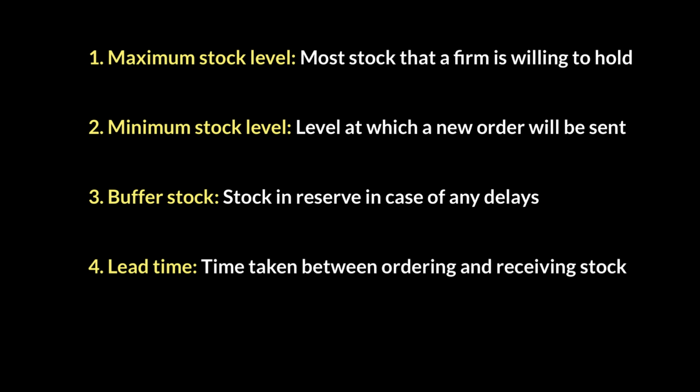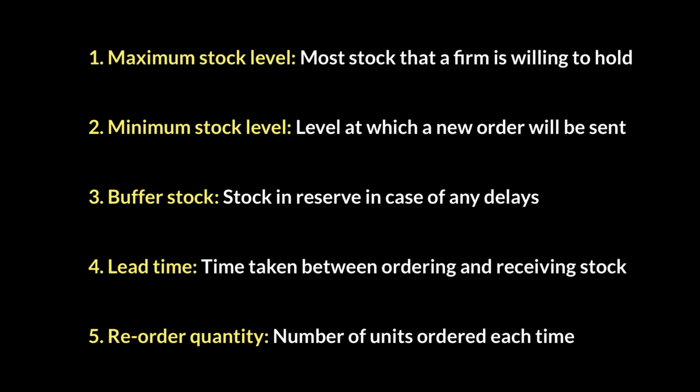And there's one more here called reorder quantity. This is the amount of units that you order when it's time to order. So as soon as you hit the minimum, you've got to go up to your maximum level. So the distance between the maximum and minimum levels is known as reorder quantity.